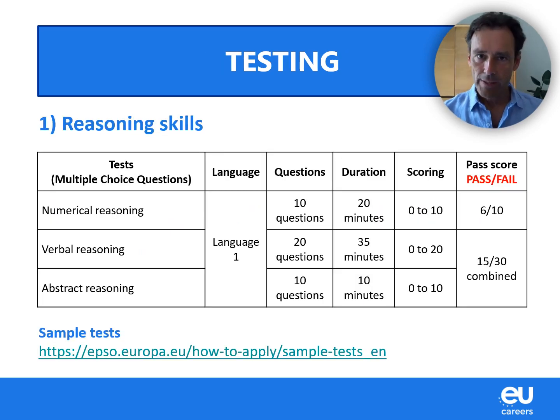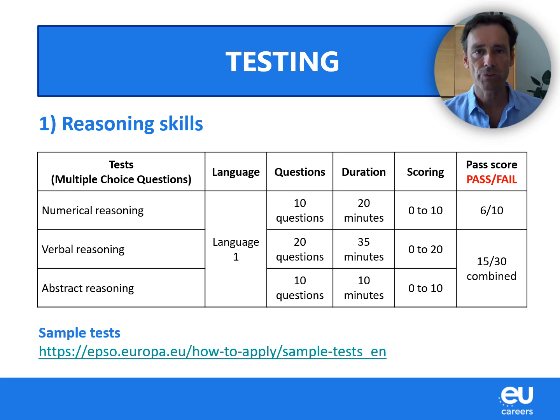You will sit 3 tests. First of all, we assess your reasoning skills. We will test your numerical, verbal, and abstract reasoning skills in your language 1. The scoring is pass-fail based, which means that, as you can see in the last column, you need to reach at least 6 out of 10 for the numerical reasoning part, and the combined score of 15 out of 30 for verbal and abstract reasoning combined.